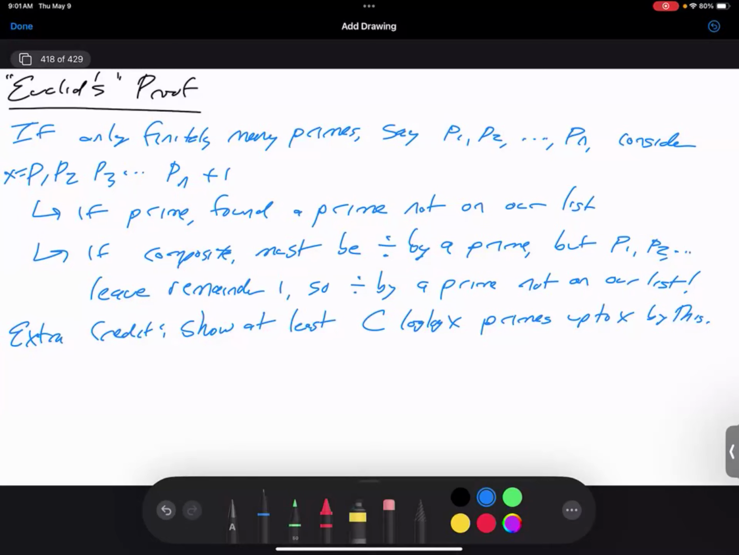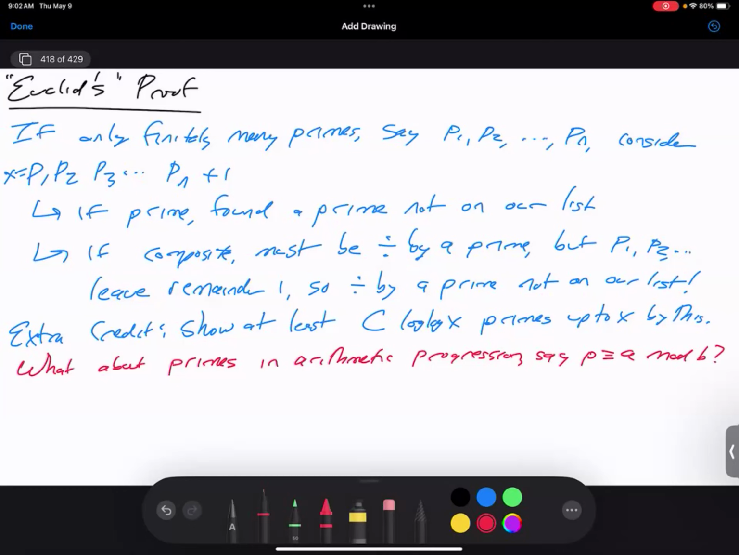Now, we could consider progression. So what about primes in arithmetic progression? Say, p congruent to a mod b. So I fix some a and I want to look at primes congruent to a mod b. It turns out you can modify Euclid's argument for some a's and b's, but not all of them.